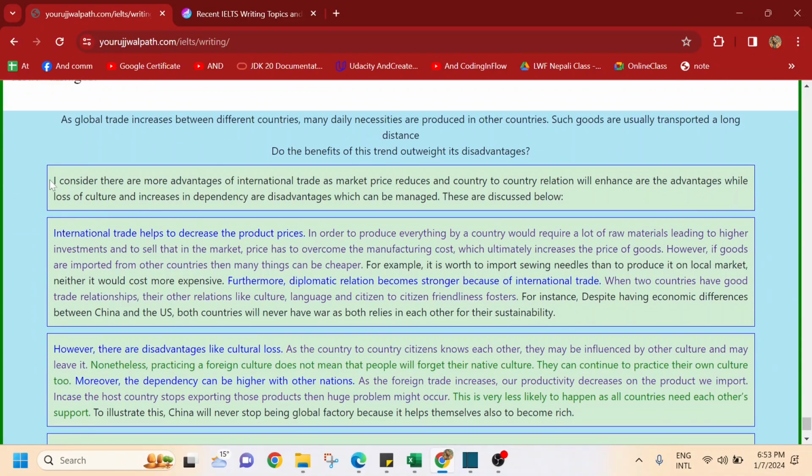I didn't keep the paraphrasing, I merged that. I consider there are more advantages of international trade, so it's better if you keep paraphrasing first and then say there are more advantages of this topic, keep the advantages and also the disadvantages, and say that this can be managed, and put your first advantage, explain. I've kept an example, but you might not want to keep an example if you are short of examples. And "furthermore" is a linker. So next advantage, explanation, and example.